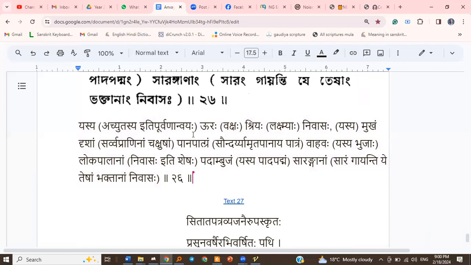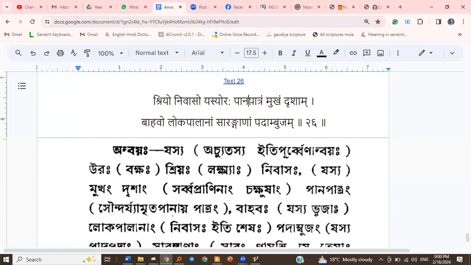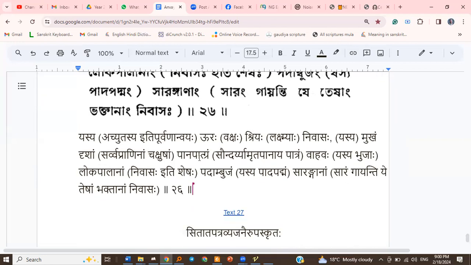What is pan? I think it should be panapatram. Oh, did I miss it totally? Okay, a typo. Let me fix it. Sarva praninam chakshusham panapatram.